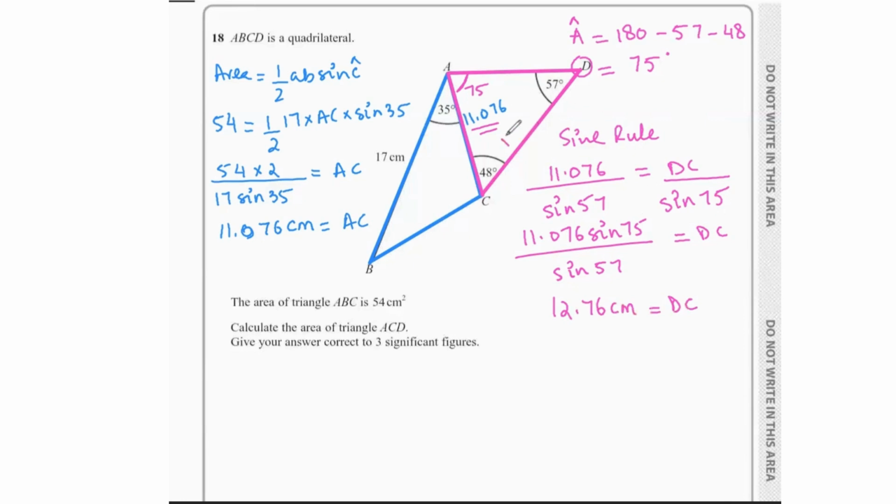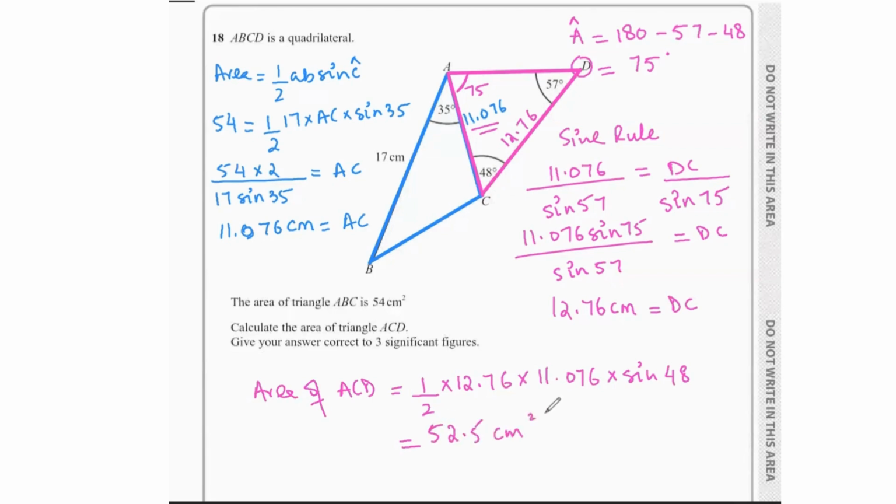So now that we have this, we can easily use the area formula because we have two lengths and the angle between them. So the area of ACD is 1 over 2 times 12.76 times 11.076 times sine of 48. And that will give us the value of 52.5 centimeters squared, correct to three significant figures.